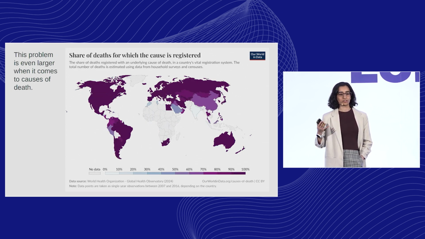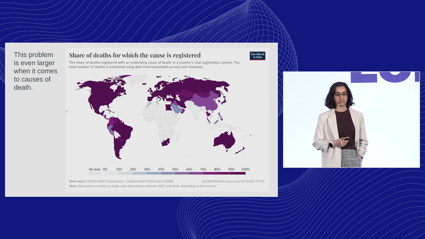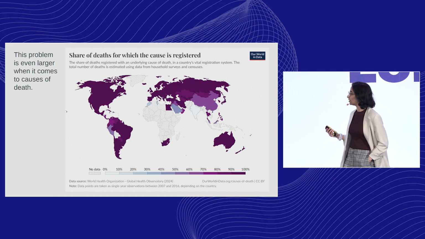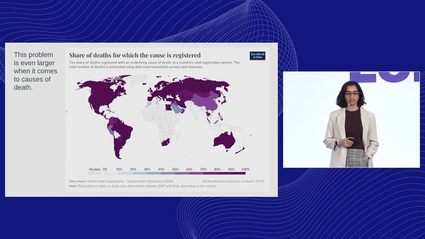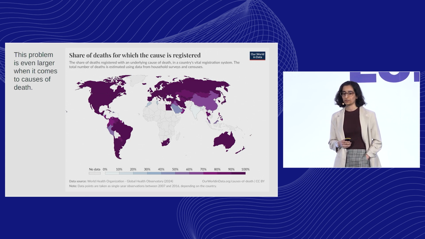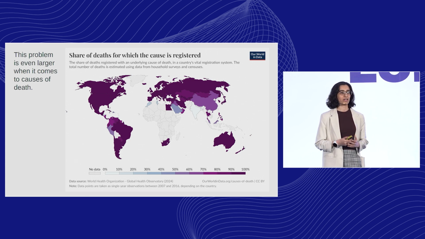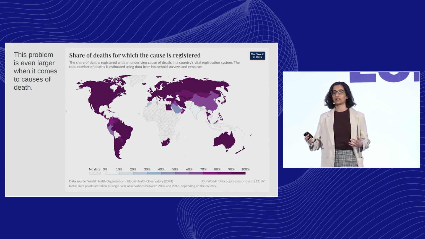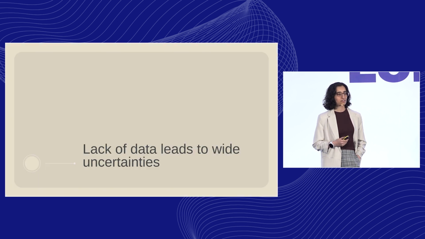This problem is even larger when it comes to things like causes of death. In regions like Africa and South Asia, most causes of death are not recorded officially. This could be because of a lack of hospitals and medical records, or a lack of doctors and nurses with the training to fill in a death certificate, or it might just be because people are dying outside of hospitals, far away, where people actually don't know what they died from. And this lack of data leads to very wide uncertainties sometimes.